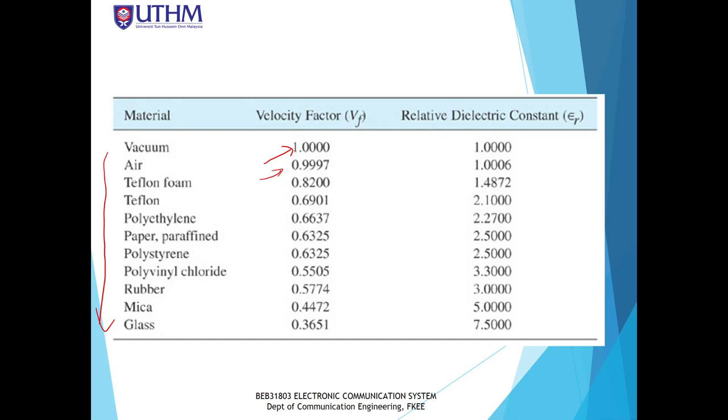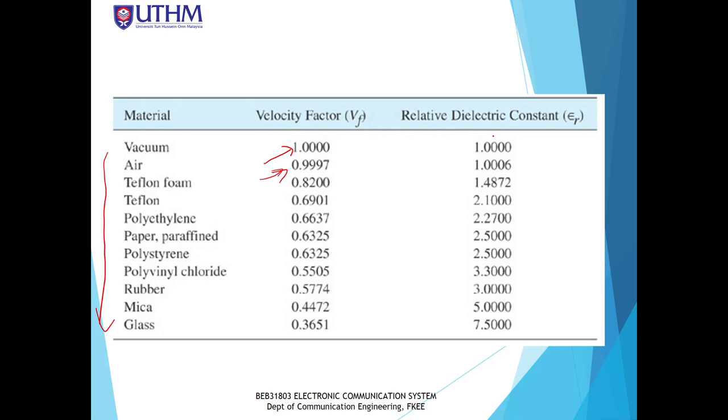Okay, biasanya dalam calculation kita tidak perlu membuat seperti ini 0.9999 something like that. So we just assume that in free space, it is equal to the speed of light. Okay, but in reality, you should know that the speed is slightly less than the speed of light. Okay, sedikit kurang daripada kelajuan cahaya.